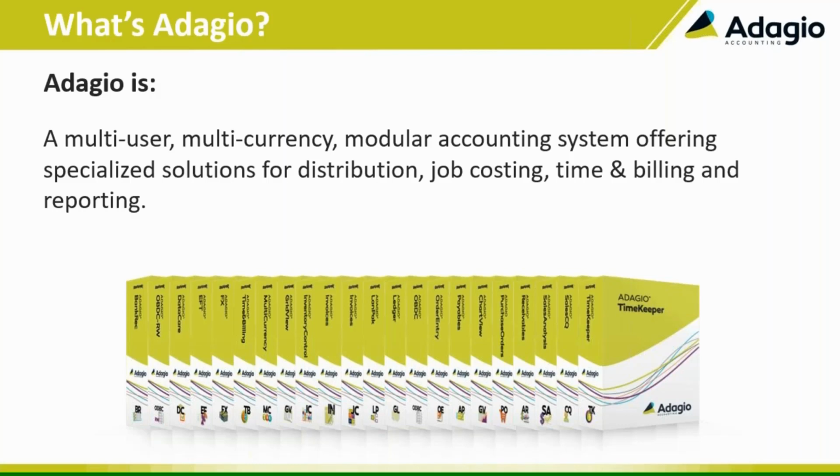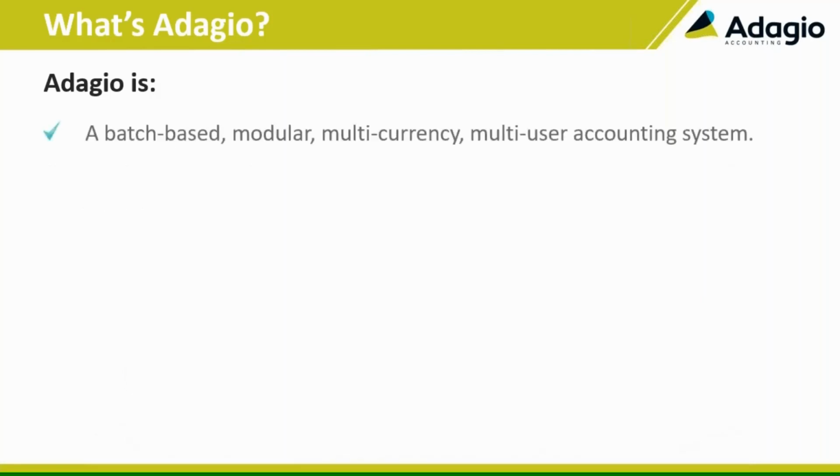This just positions Adagio. We're designed for, we're batch-based, because as you get bigger and you have multiple people entering data into the accounting system, batches are better. They're much easier to control. They're easier to train with when you have someone new in the accounting department.